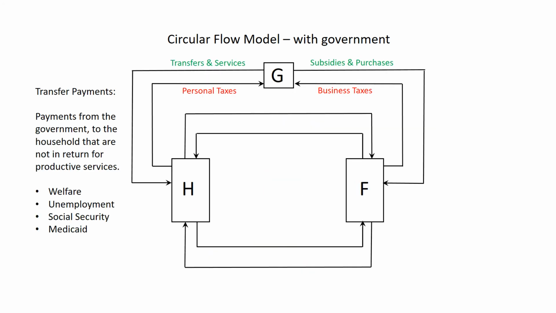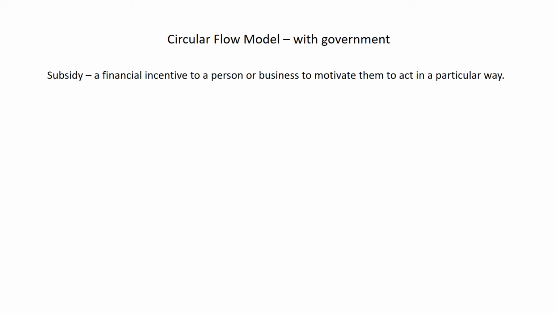The last line that connects the government to the rest of the circular flow represents subsidies and purchases. A subsidy is a financial incentive that motivates a person or a business to act in some particular way.